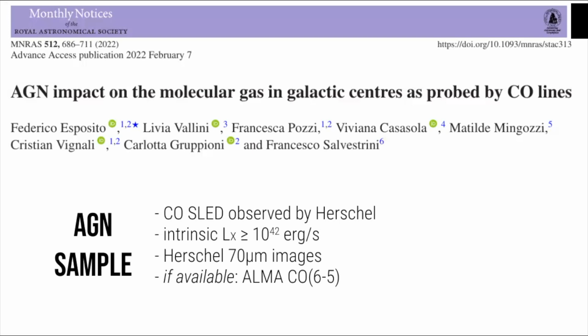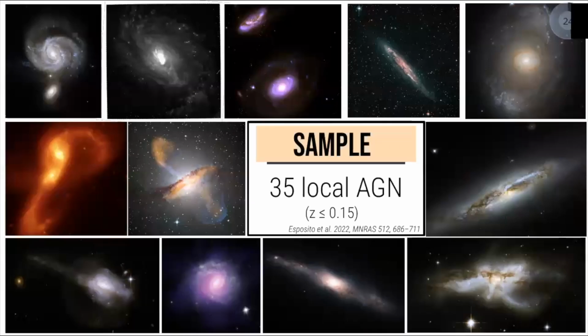We also collected 70 micron images, again from Herschel. And then, if available, we also collected ALMA CO 6-5 maps. This work has already been published by MNRAS in 2022, and I will briefly introduce it. So the sample in the end resulted in 35 galaxies, all local. Maximum redshift was 0.15, and here are some optical images of them.